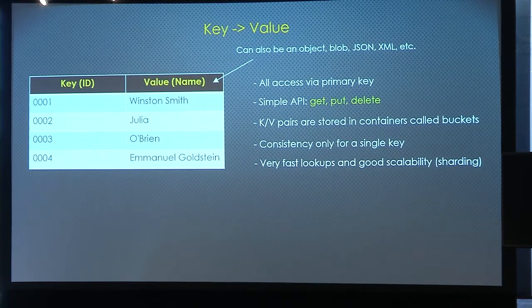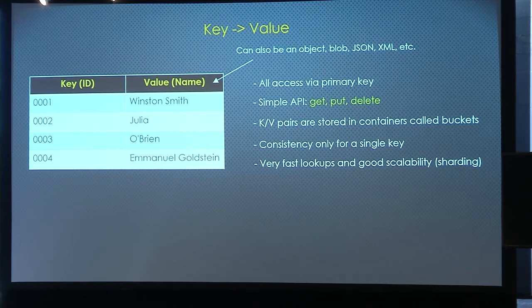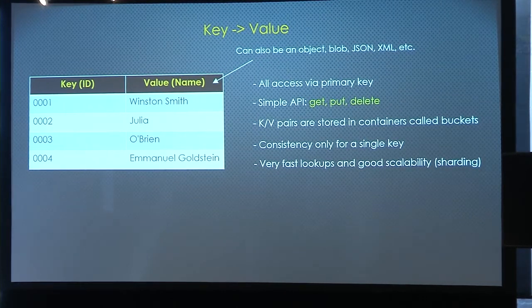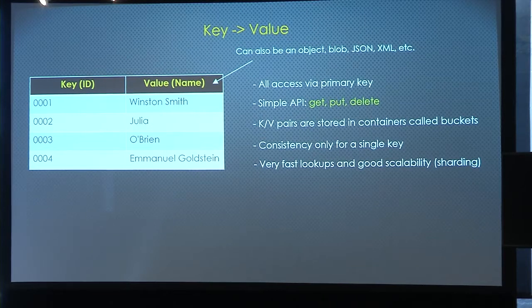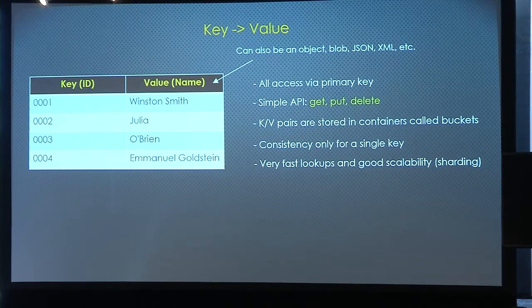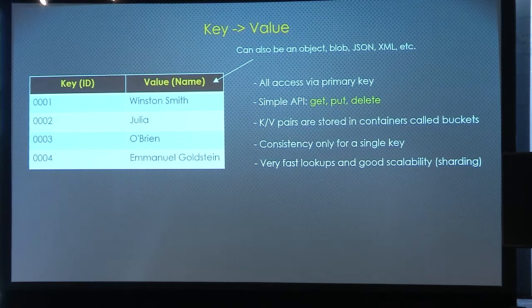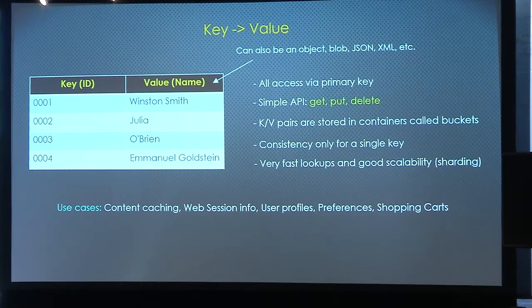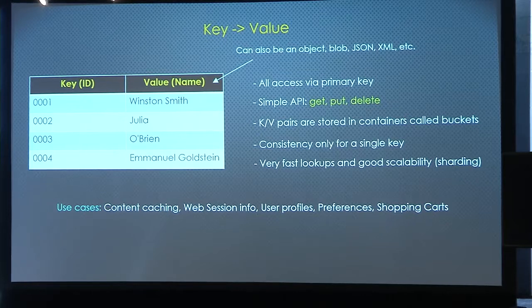And the value can be an object, a blob, JSON, XML. And in some of these key value databases, you can also attach a metadata item to the value. So for a name, you can also attach a metadata item there saying, like, this is the age of the person, for example, right? So that's kind of almost getting into key document territory, but think of it kind of like key value for now. The use cases for this type of databases would be things like content caching, web session information, user profiles, preferences, and shopping carts.